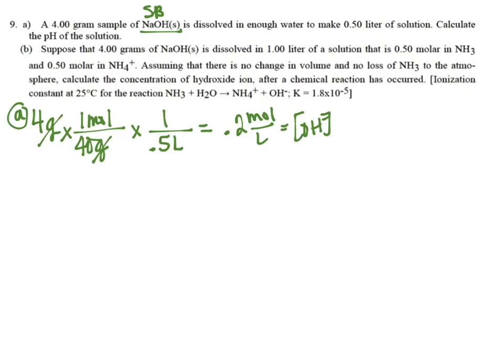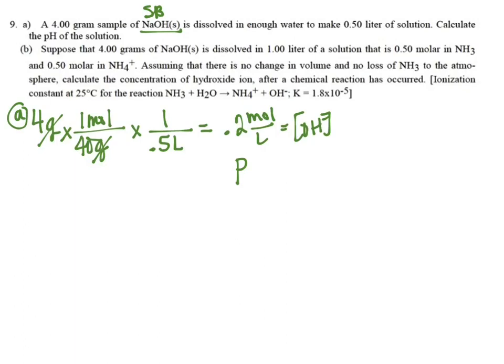It's 0.1. What? 0.1. Why is it 0.1? Well, 4 divided by 40 is 0.1. Yeah, then divided by 0.5. No, that's right. Never mind. Did you get 0.2 as the answer? Yeah, I did. Okay.